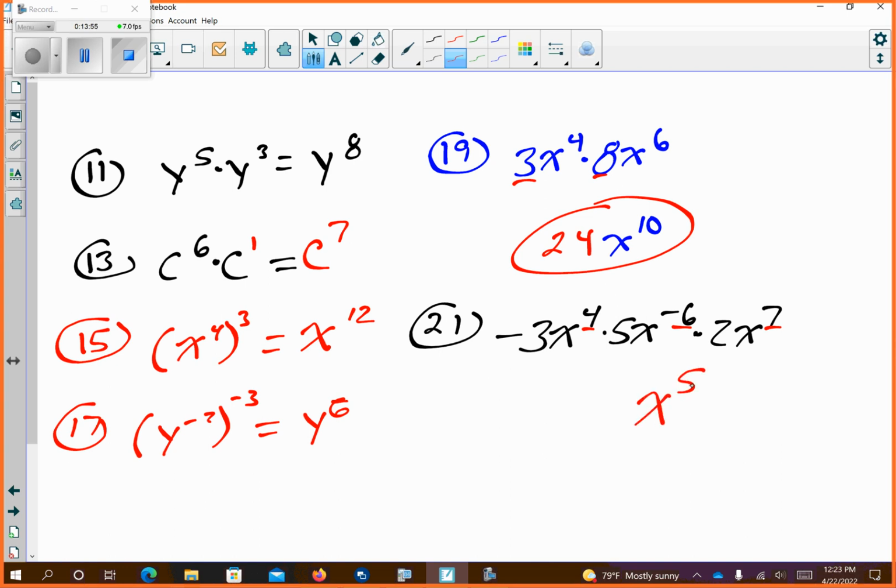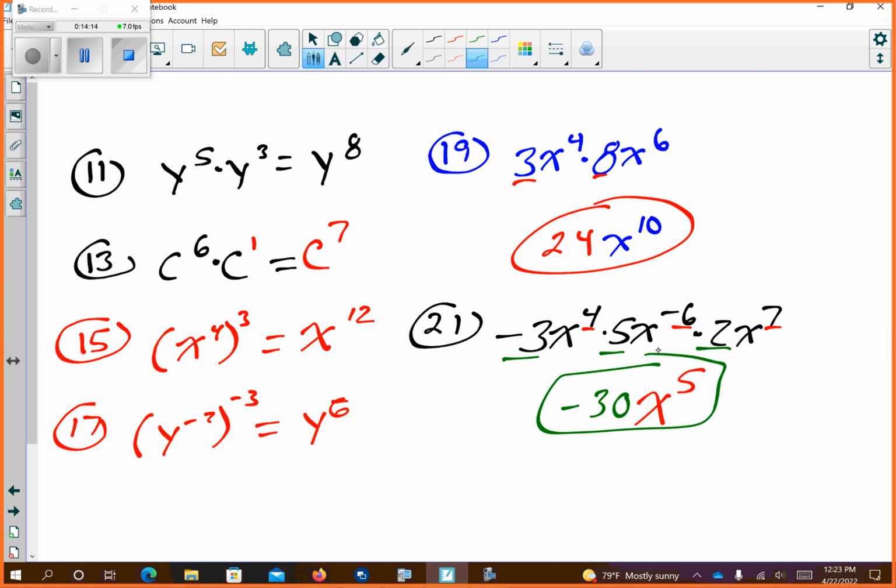Do you feel comfortable with what I've done so far? Now we're going to go ahead and multiply negative 3 times 5. Negative 3 times 5 is? Negative 15. Negative 15 times 2? Negative 30. Negative 30, x to the 5th. That's my answer.